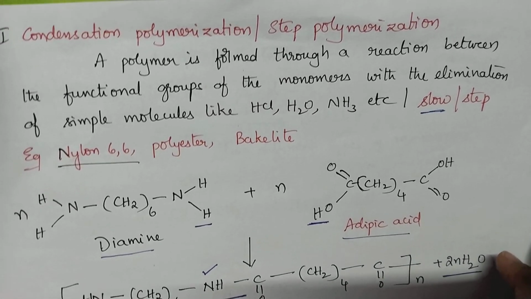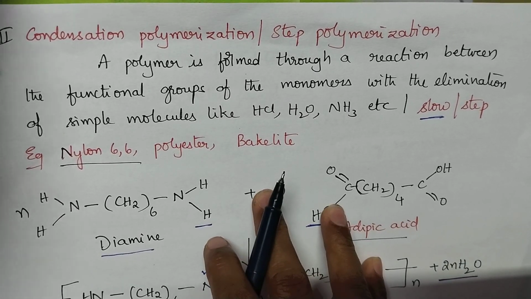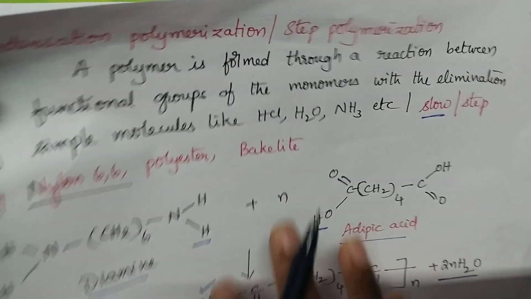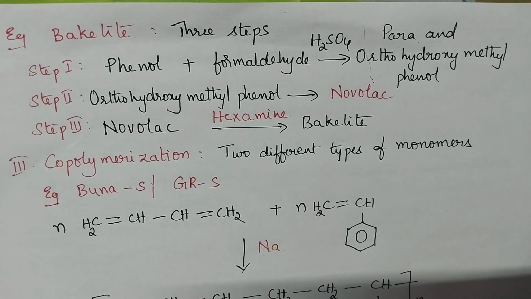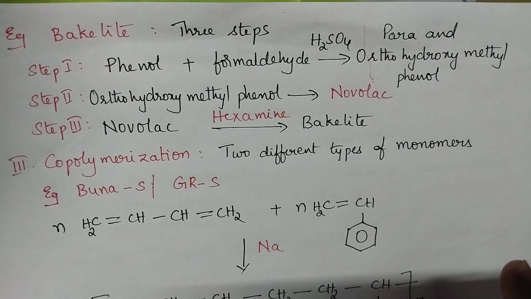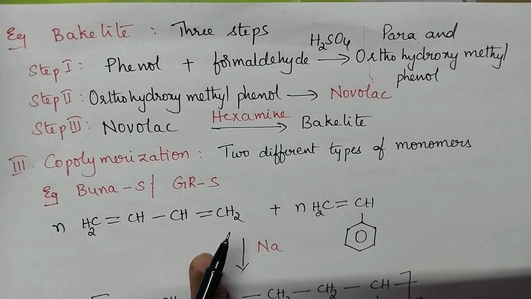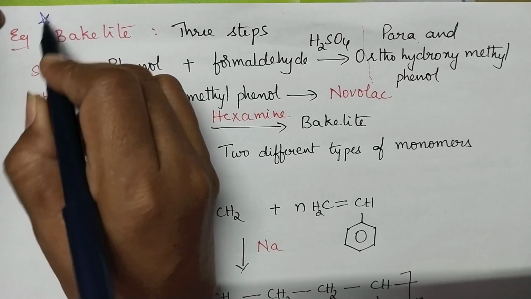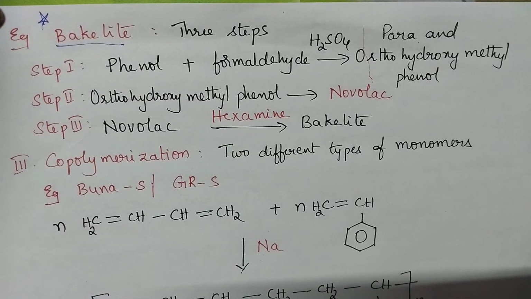Is it clear about the condensation polymerization, students? So during condensation polymerization, what happens? The functional groups of the monomers participate in a chemical reaction and that results in the formation of a polymer with the elimination of simple molecules. Let us see one more example. Formation of bakelite is very important.